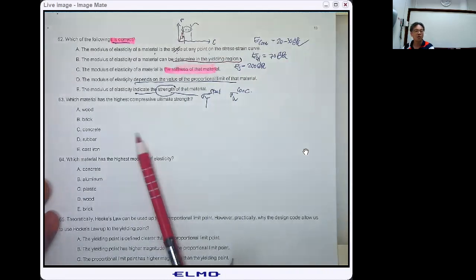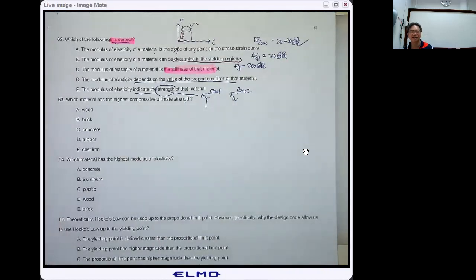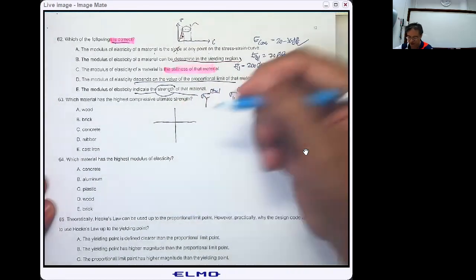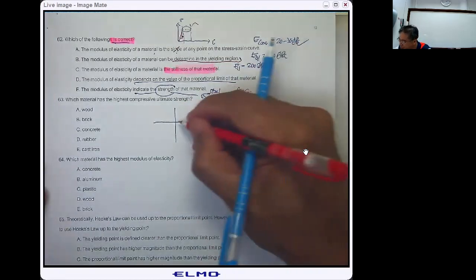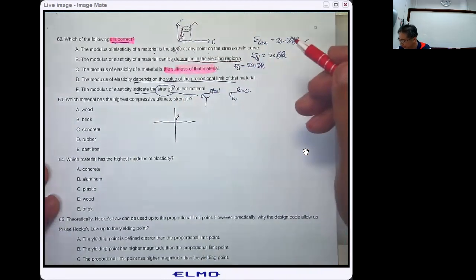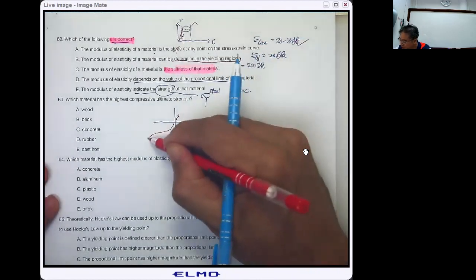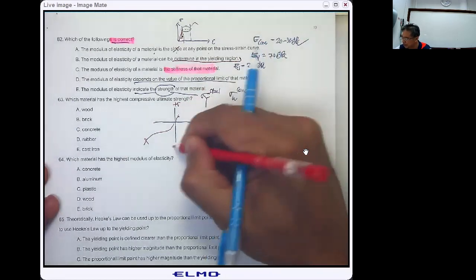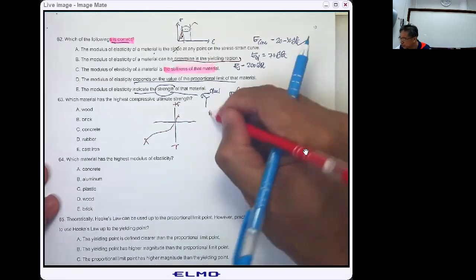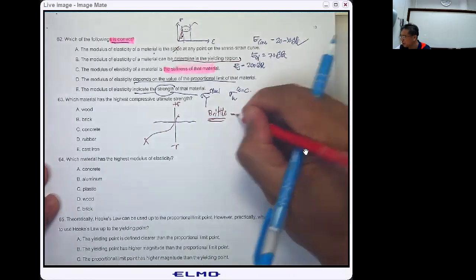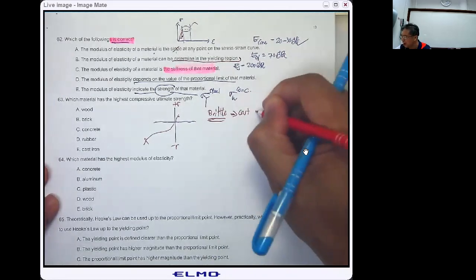Okay, next, which material has the highest compressive ultimate strength? Okay, and you may say for most materials, like concrete, if we test in tension, it will have very small strength, but when we test it in compression, it may get the highest strength. This is positive, this is negative. Why? The brittle material has this kind of behavior, a brittle material such as cast iron.